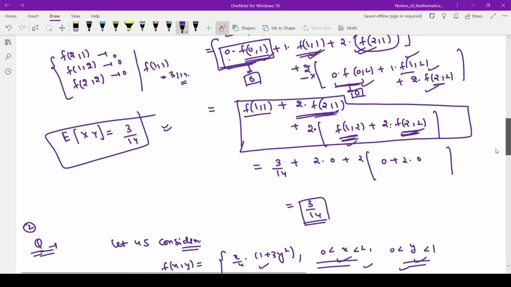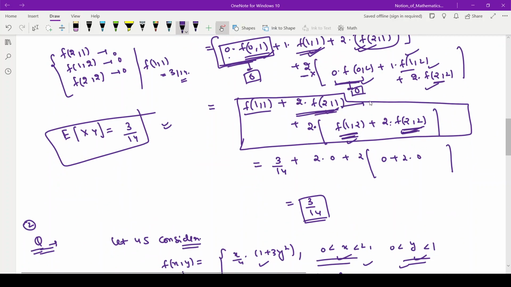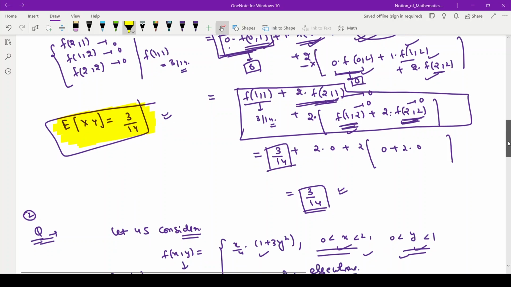So as I discussed here, this value is 0, this value is 0, this value is 0, and this value is just 3 by 14. So ultimately our final answer is 3 by 14. I mean to say this particular expectation of x into y is 3 by 14. So this is all about this first question.